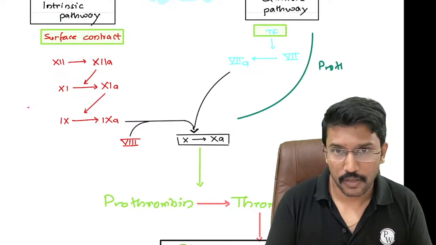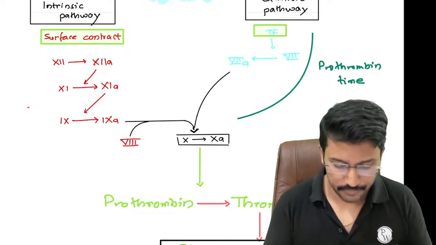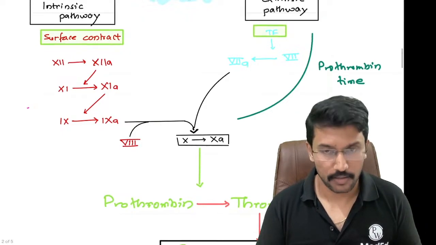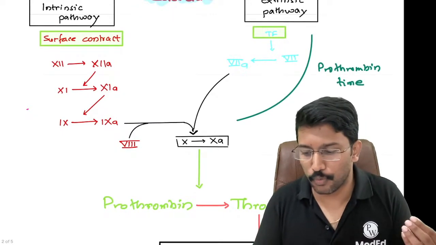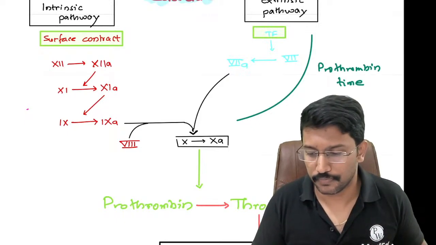prothrombin time. Prothrombin time. So if the prothrombin time is elevated, that means you have a defect in the extrinsic pathway, right? Can you give me an example where this prothrombin time can be elevated?